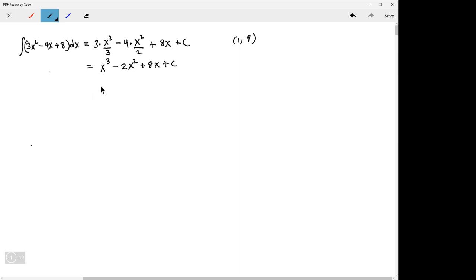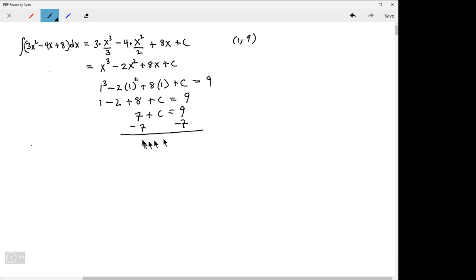So if I substitute in 1, then I should get 9. So this is going to be 1 minus 2 plus 8 plus c. And let's see, that's going to be minus 1, which is going to make that 7. And if I subtract 7 from both sides, c is 2.